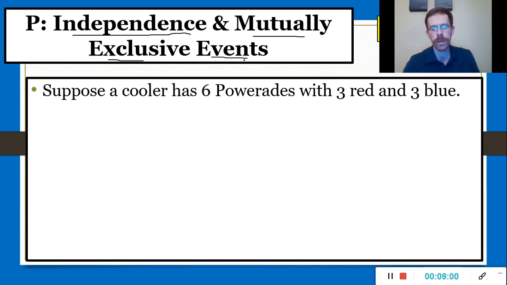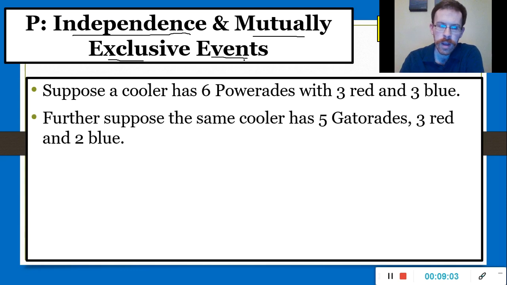Now, suppose a cooler has 6 Powerades that are 3 red and 3 blue. Further, suppose that the same cooler has 5 Gatorades, 3 red and 3 blue. Now, personally, I prefer Powerades. But we're not going to go into my personal preferences on this. The point is, in this cooler, we have two different types of drinks. They are mutually exclusive because if you have a Powerade, then a Powerade's not a Gatorade, and if you have a Gatorade, that's definitely not a Powerade.